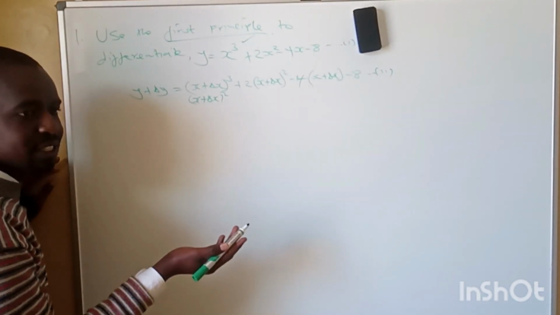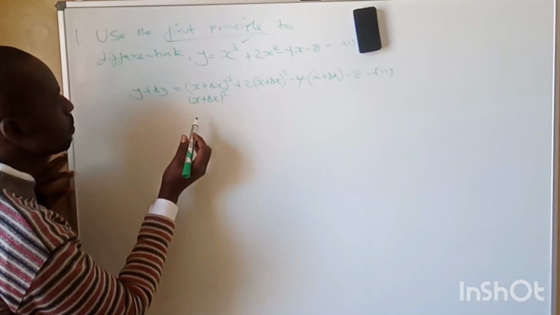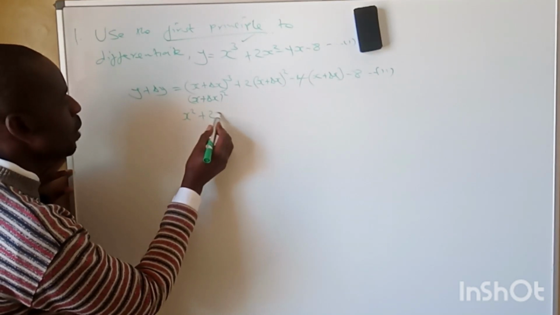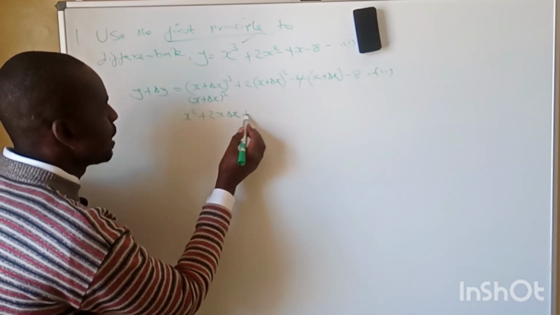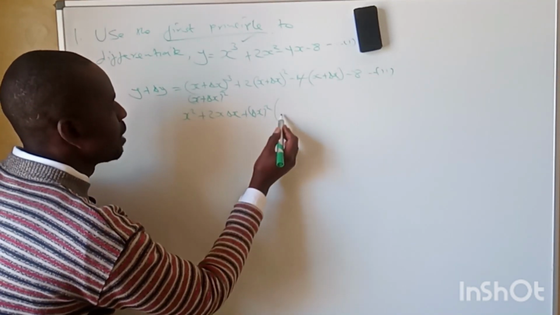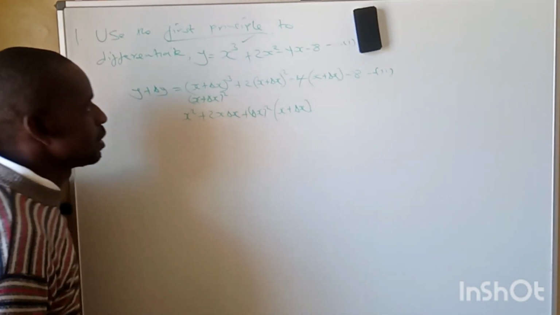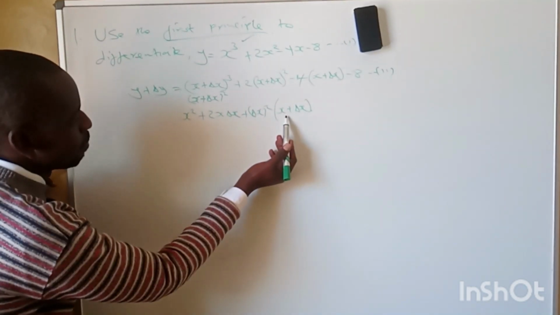Use the first identity of expansion. We have x squared plus 2x change in x plus change in x squared. Then again we multiply by x plus change in x, so that we get x plus change in x cubed. So multiply everything by x.